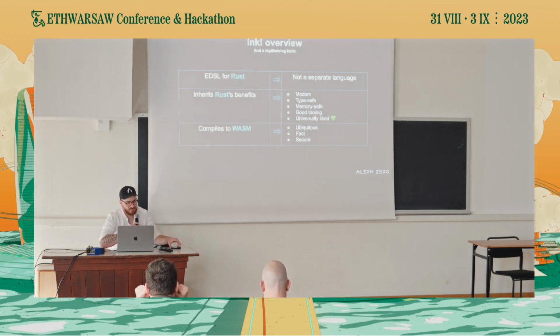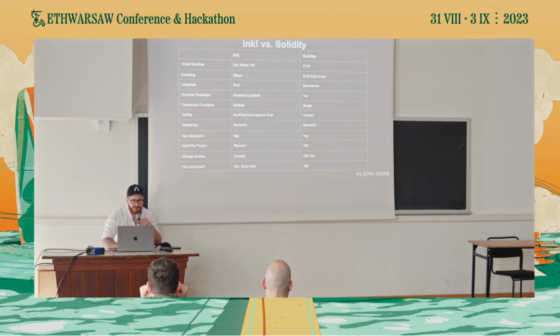Now, Ink. Rust can compile to different backends, and that includes WASM, which we use for smart contracts. So this is WebAssembly, and you probably all know it. It's pretty ubiquitous. It's also fast and secure. It runs on pretty much everything. So yeah, this is what it looks like on a very high level.